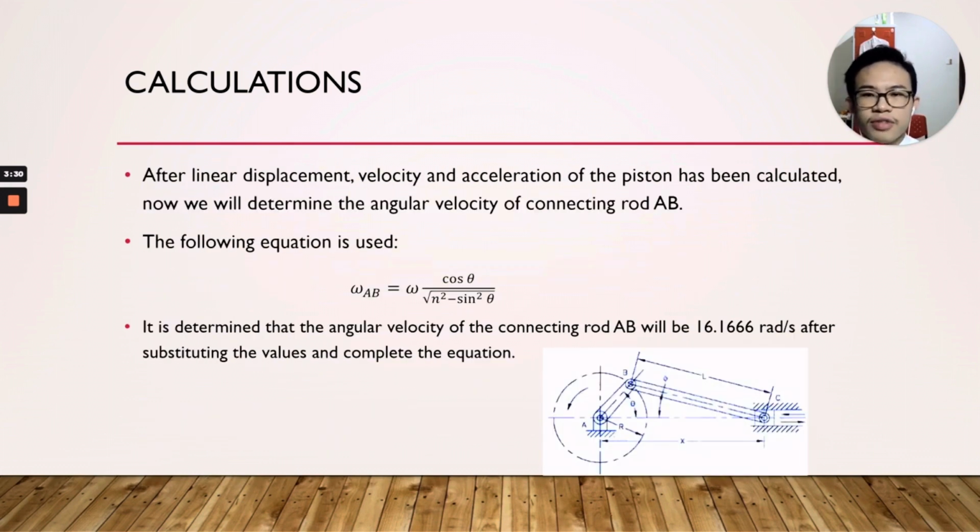After the linear displacement, velocity and acceleration of the piston have been calculated, now we will determine the angular velocity of connecting rod AB. The following equation is used: the angular velocity of connecting rod AB equals the angular velocity provided at OA, which is 85 radian per second, times cos theta over square root of n square minus sine square theta. It is determined that the angular velocity of the connecting rod AB will be 16.1666 radian per second after substituting the values and completing the equation.